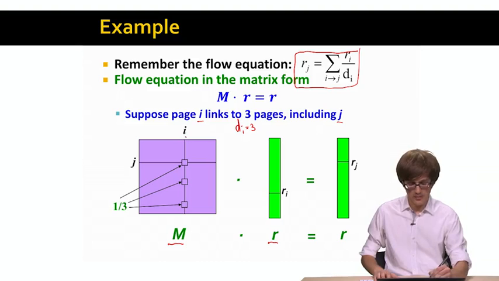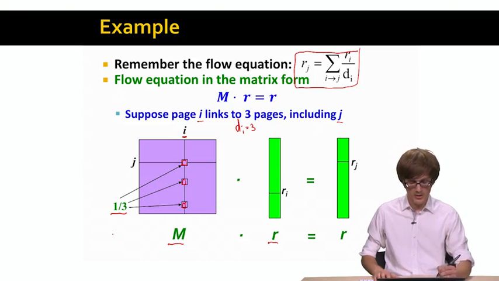This means that for a page I, the ith column of matrix M will have 3 non-zero elements. Here they are indicated by squares. And each of these 3 non-zero cells will have a value of 1/3, right? 1 over the out degree of node I.